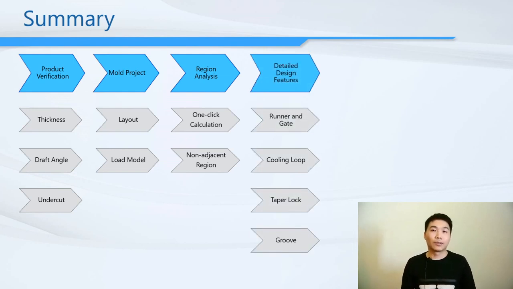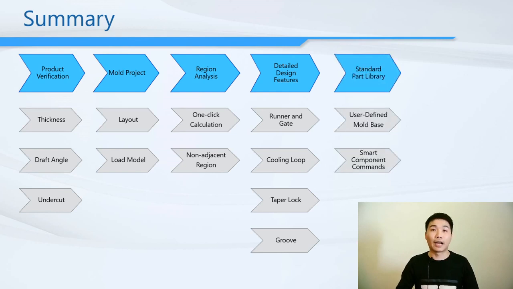After generation of the regions, the cavity and core, and the parting line, you can finish the parting design, and then start the detailed design features. Here we offer the runner and gate, cooling loop, taper lock, groove, and so on. And after that, we can start the mold assembly design.